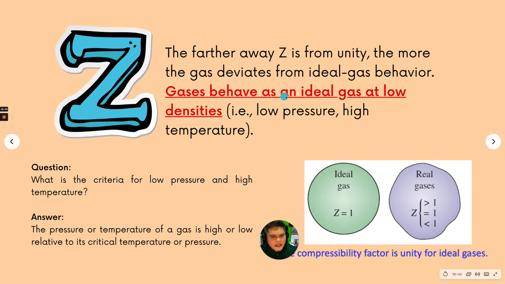So gases behave as an ideal gas at low densities, which is at low pressure and high temperature. So the question is, what's the criteria for low pressure and high temperature? The pressure or temperature of a gas is high or low relative to its critical temperature or pressure. So maksudnya kalau dia duduk dekat critical temperature tu or critical pressure or at the critical point, it is not valid for us to use the ideal gas equation. So we need to introduce the Z, the compressibility factor tadi.